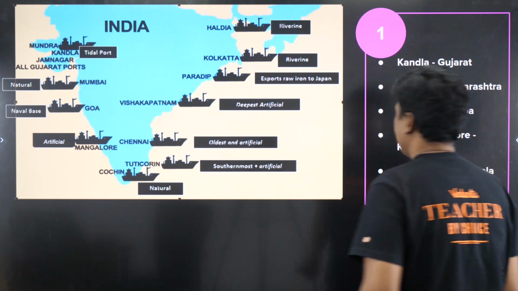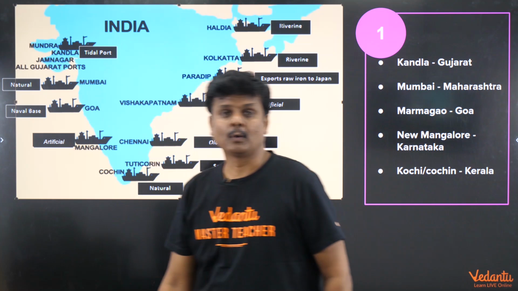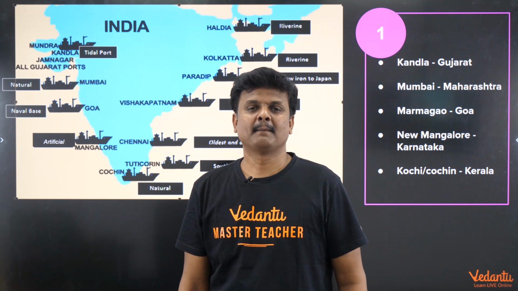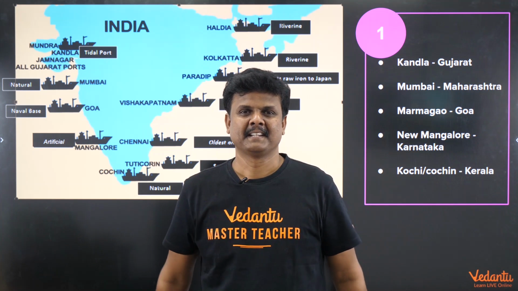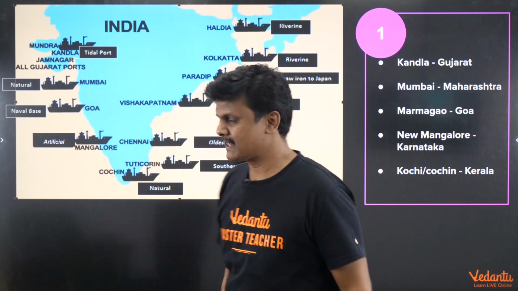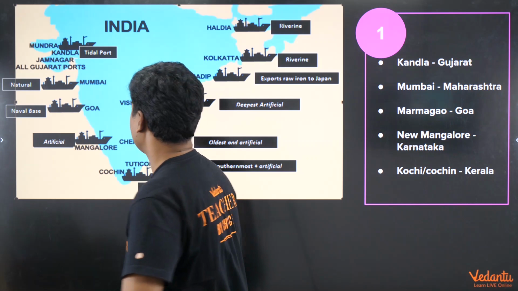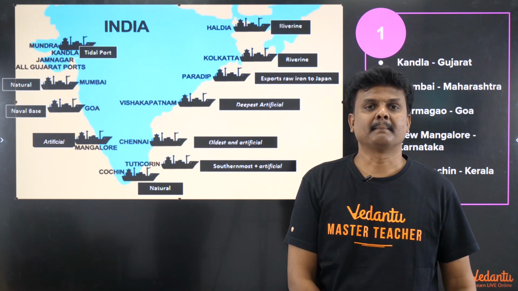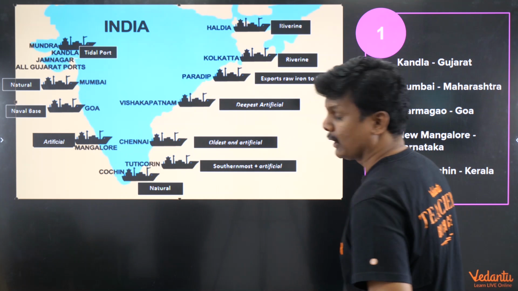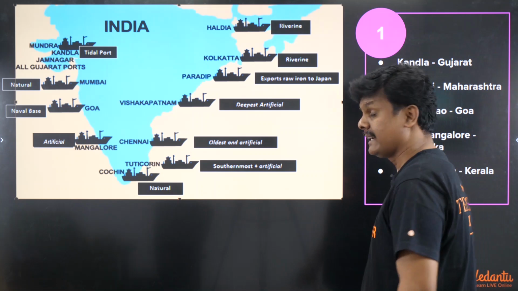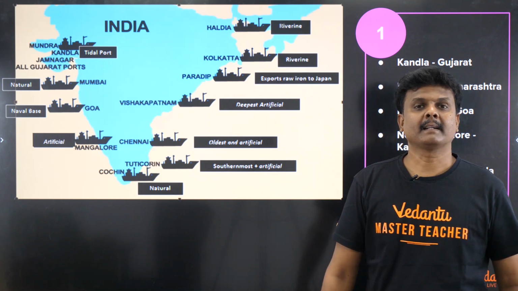Now, third is Goa, Marma Goa. Goa is a naval base, guys, which has a lot of our offense armory. The sea armory is there, naval base. Marma Goa. 4, New Mangalore, Karnataka. New Mangalore in Karnataka is an artificial man-made facility, but of course it is a port. So the 4th one is New Mangalore, Karnataka, and the 5th one is again a natural harbor in Cochin. Natural harbor in Cochin.